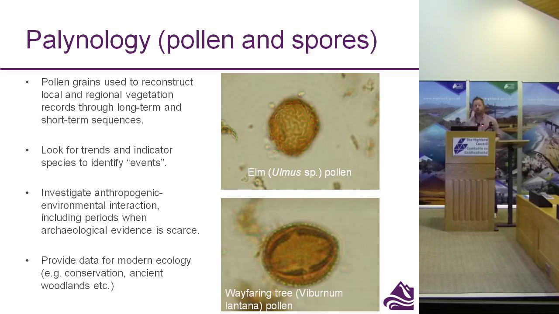And within that record as well, we can also pick up the activity of people, how they're interacting with the landscape. So it could be woodland clearance, it could be growing crops. Potentially, it could be woodland management, but you need a few different techniques for that, as well as pollen. And also it's really useful for modern ecology, so things like conservation, biodiversity, all these different things.